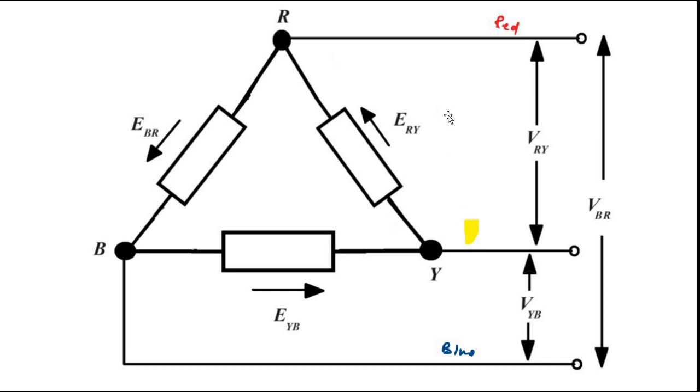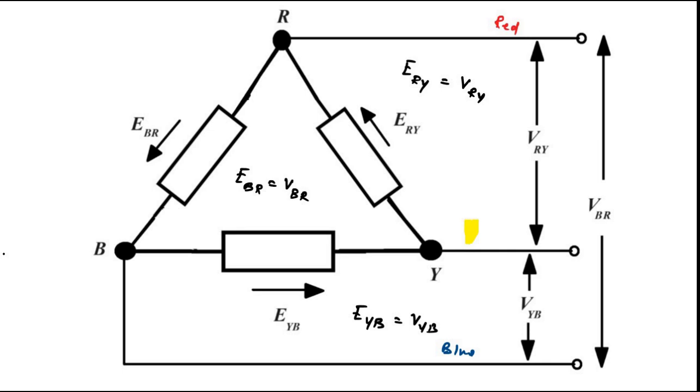So here ERY is equal to VRY, then EBR is equal to VBR, because the voltage between the same two points is considered, this one and this one. And then EYB is equal to VYB, because the voltage between the same two points is considered, this point and here also the same two points.